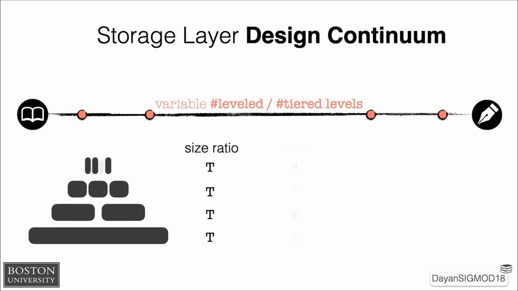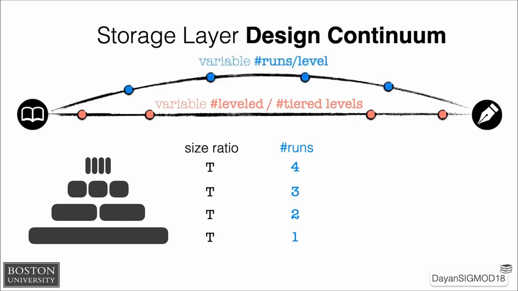Another way to create a spectrum that navigates the read versus write trade-off is to change the number of sorted runs. Here we allow different levels to have their own decision about how many sorted runs, potentially overlapping in key range, I might have. And if I allow this, then I am also navigating a read-write performance trade-off, which is somewhat different than the trade-off that we saw before with the hybrid levels.